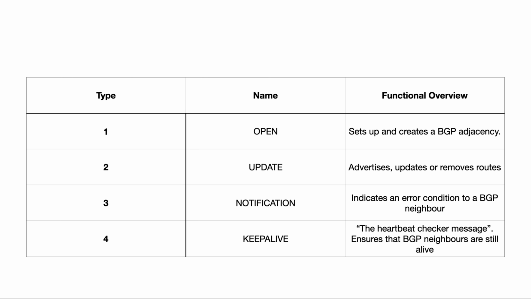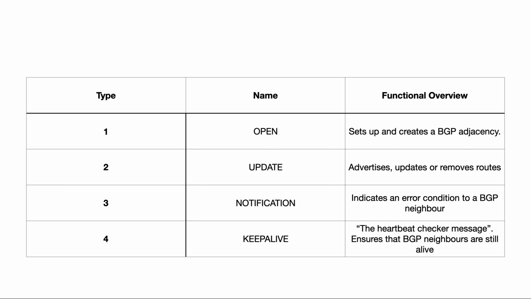Update advertises, updates, or removes routes. Notification indicates an error condition to a BGP neighbor. And the Keep alive ensures that the BGP neighbors are still alive. You could think of it like the heartbeat checker message.